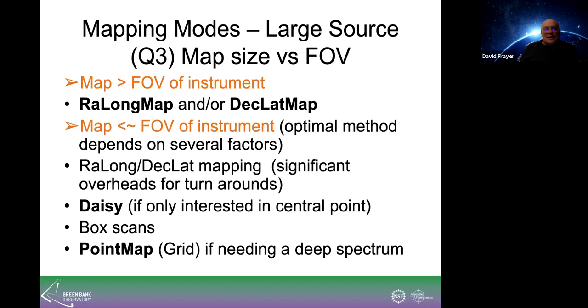You don't really gain that much by a point map because you'd have to make so many points to fill in the map that it's almost quicker just to do another type, like on-the-fly mapping. And then we also have this thing you can do. The Mustang people use it for box scans. The idea there is you're basically bouncing around inside a box. It's sort of like a daisy, but it makes a more uniform coverage within a rectangular region.